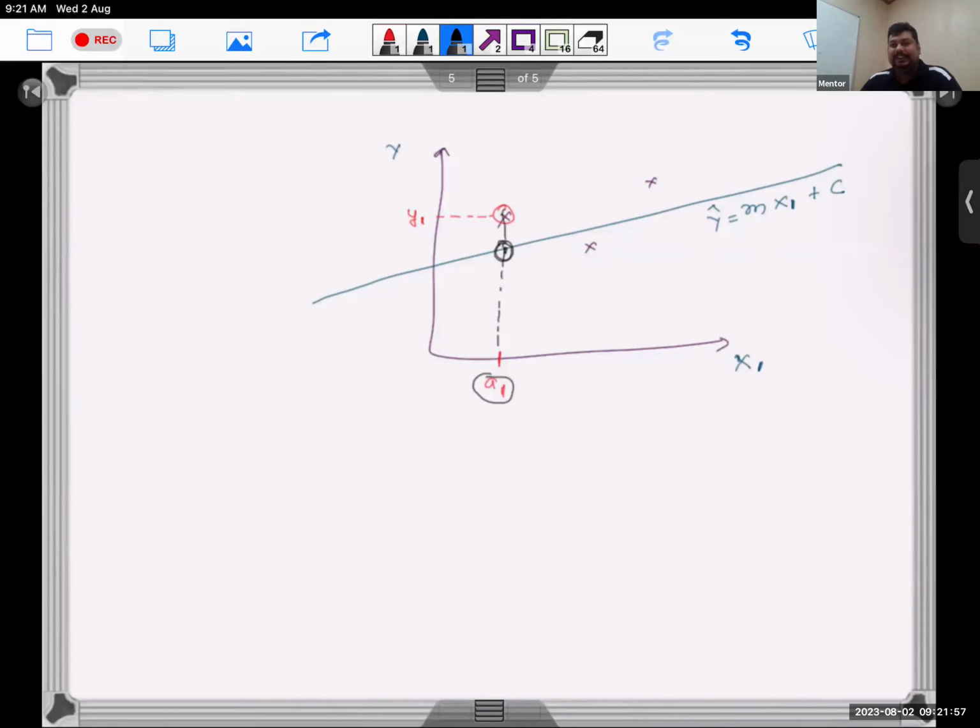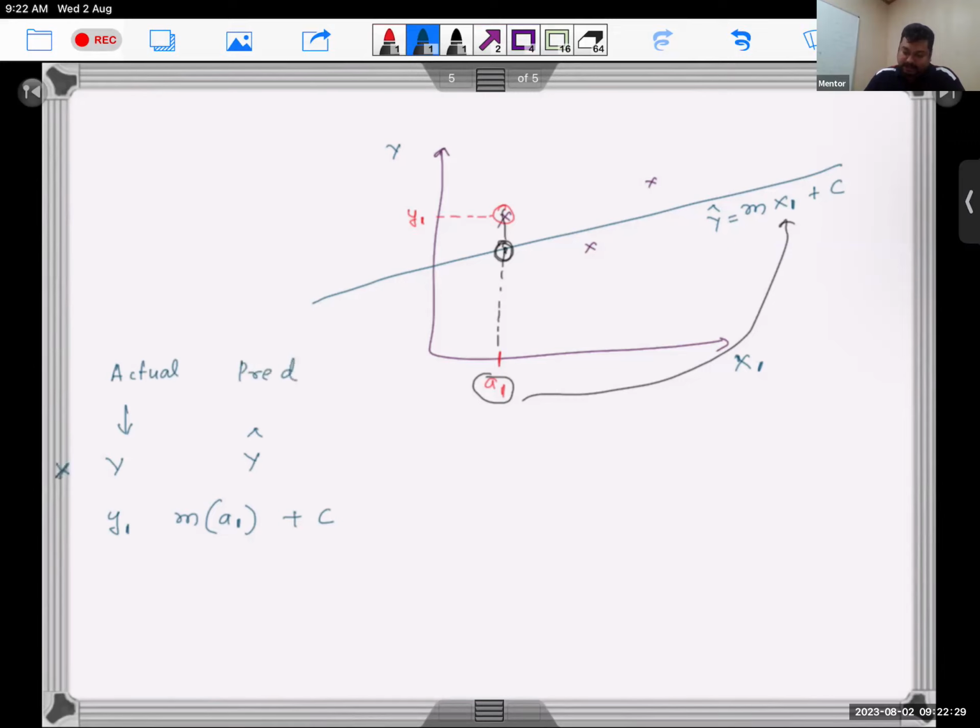Will be somewhere less than y1. No, that is true, but how do you compute it? You have to substitute A1 in this. As simple as that. And that would be the value that you see on the line. So we have M times A1 plus C to be the prediction, right? So the actual value is given to be y1, and this is the prediction, let's say. This is your actual, this is your prediction.